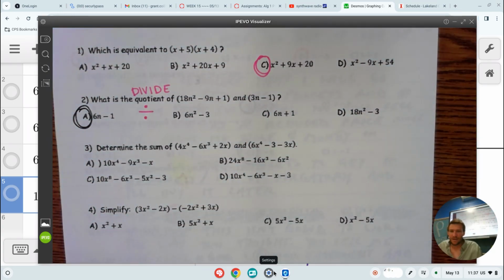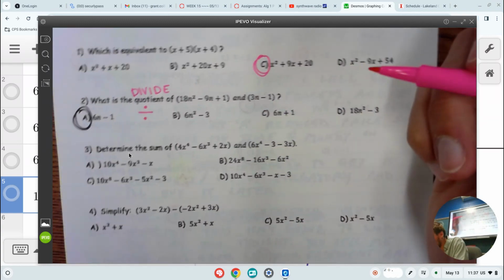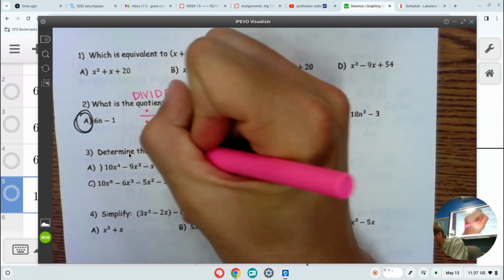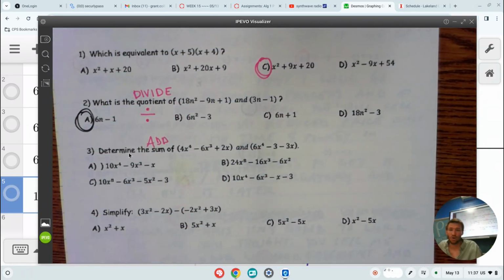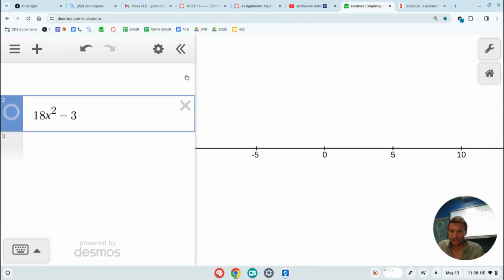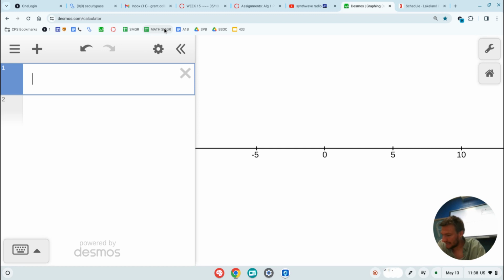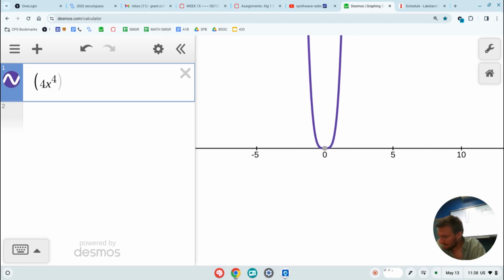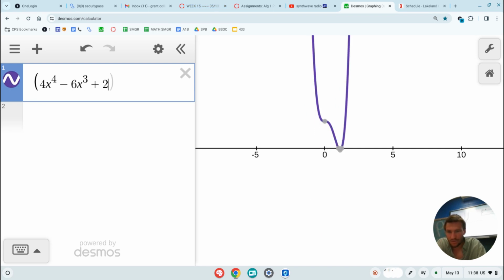Number 3 says, what is the sum? And what does sum mean? I heard somebody say it. Sum means add. So add them up. Let's go here. Start it over. It is parentheses 4x shift 6, 4 minus 6x shift 6, 3 plus 2x parentheses. And it says add them up. So you know what? Add them up.